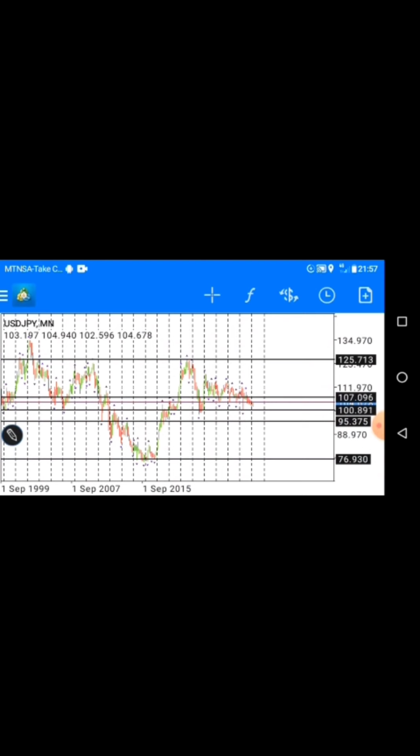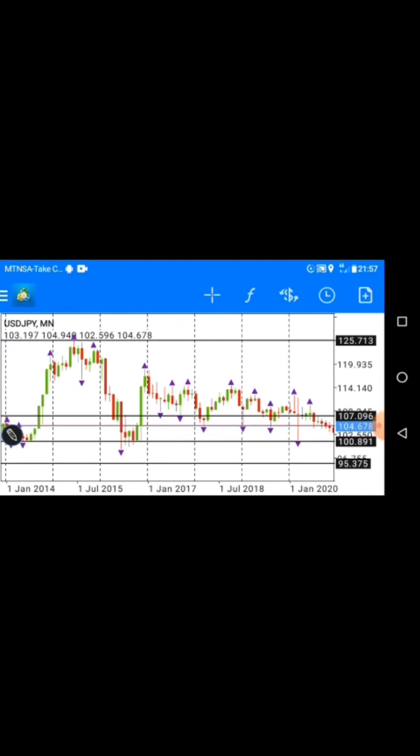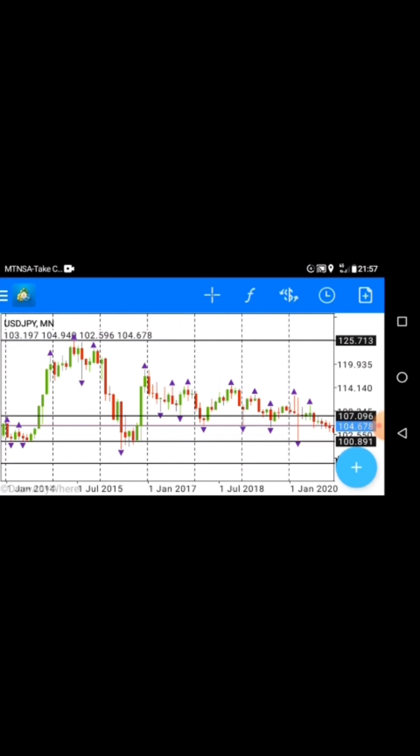Okay, so now we see here at level 100.891, this is our retracement level, and we see some sort of a double bottom.